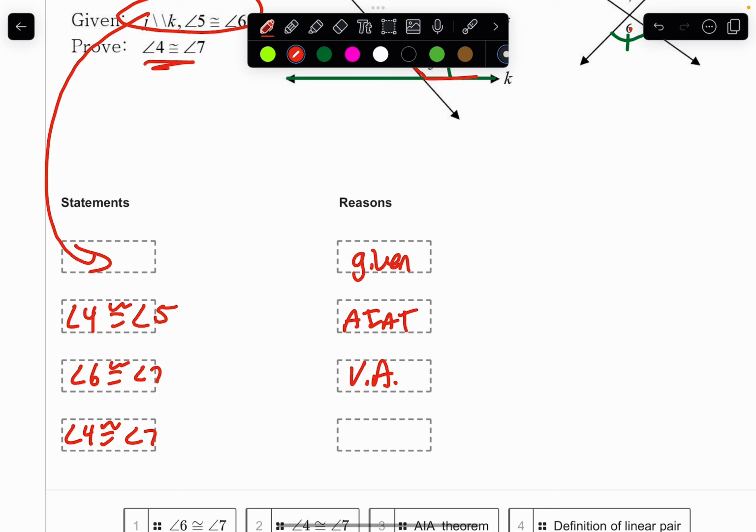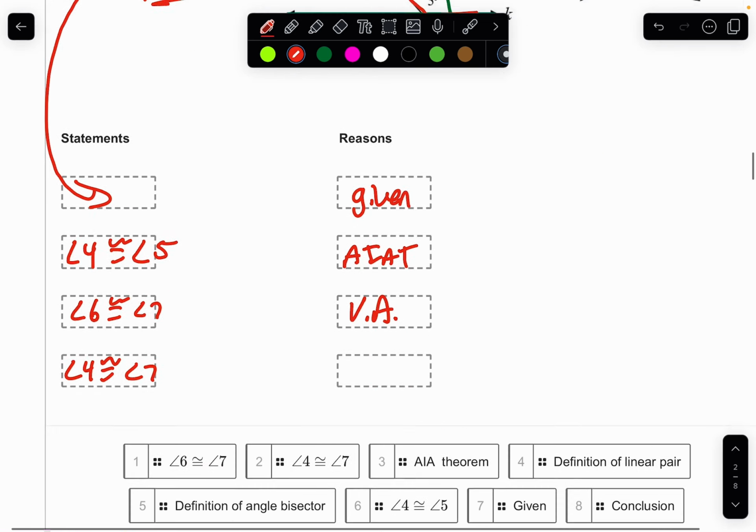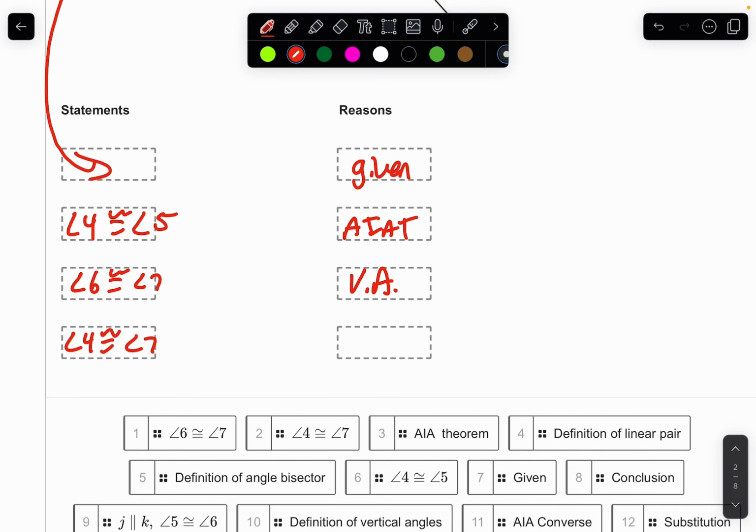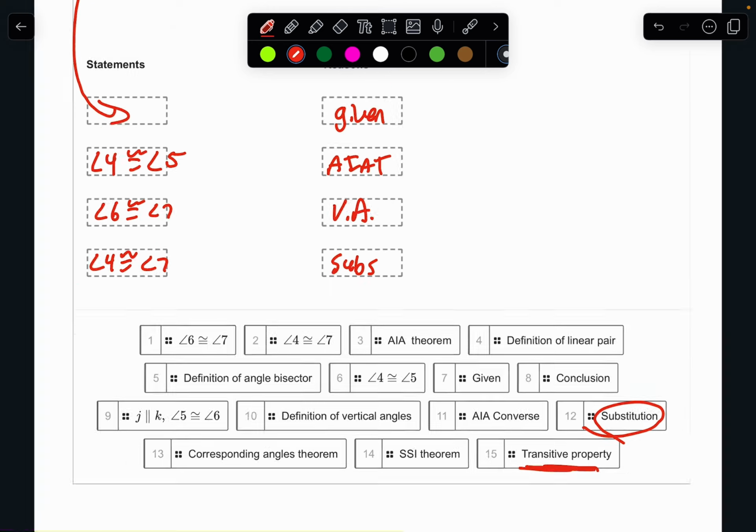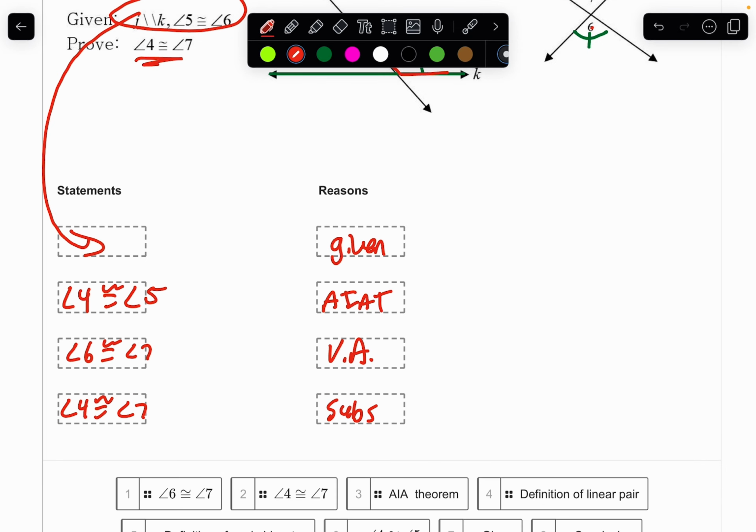How did we know? Technically, that is called transitive property. Is that an option here? So if you put transitive, it will count it right. I told you this year we're going to call it substitution. Either one will be counted correct, but that's the proof.